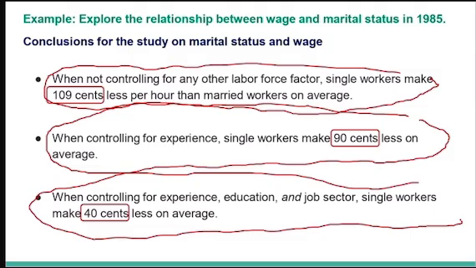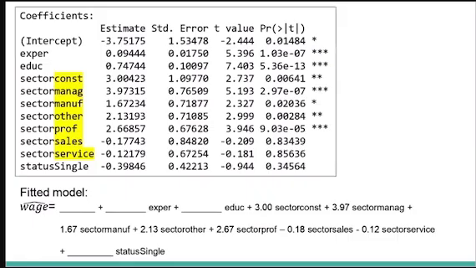Initially, it makes us believe it's 109 cents, that the single worker actually earns less than the married on average. When we incorporate another important variable, it goes to 90 cents. And right now, we're on 40 cents. Okay. And if I go back, if you want to write the model, take a look at this.